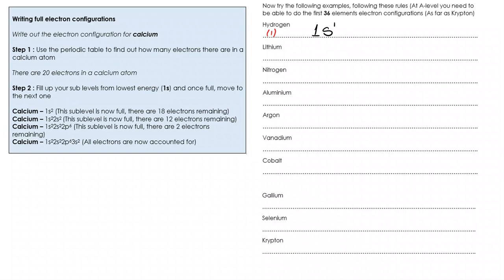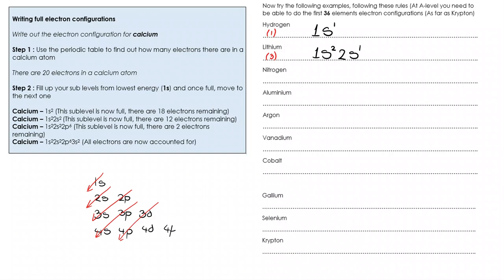If I move on to lithium, lithium has got 3 electrons. I know that 1s can hold 2. After 1s, I move to 2s. I've got 1 left, so it becomes 1s2, 2s1.